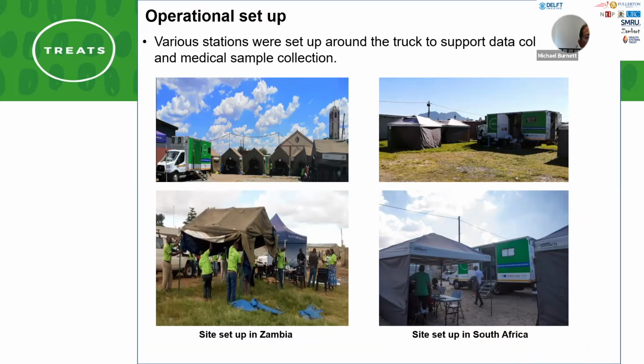So in terms of our operational setup, these pictures are just to give you an indication where the trucks, as I said, form the basis of the site, and then various stations were set up around the site in order to support data collection and medical sample collection. So this would include questionnaires, screening questions, and then also the HIV stations, HCT, sputum collection, etc. And all of this forms the base around our central mobile site. Next slide.